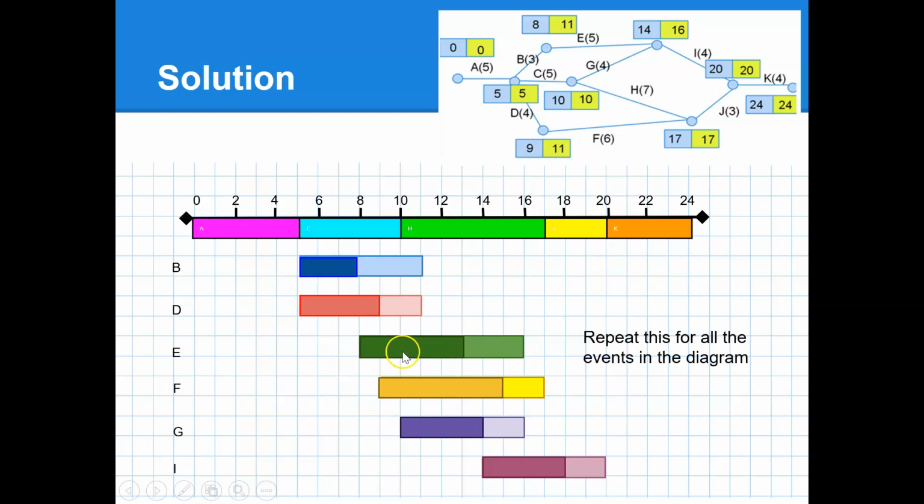So E here is this line here, which could occur after B, and it has a whole length of 5 days. The activity of E takes 5 days, but it could finish at 16. That's the latest time it can finish, at 16.